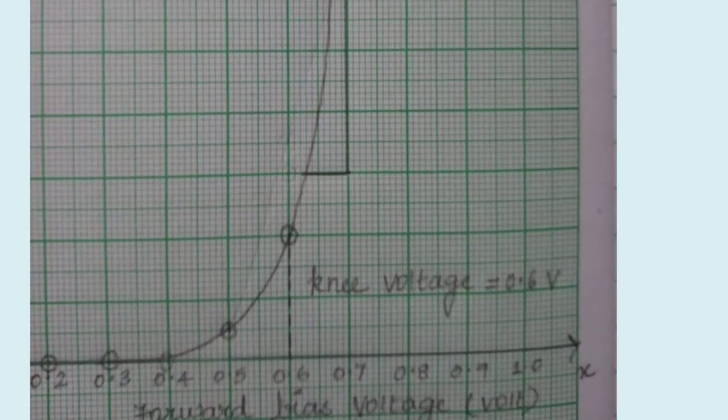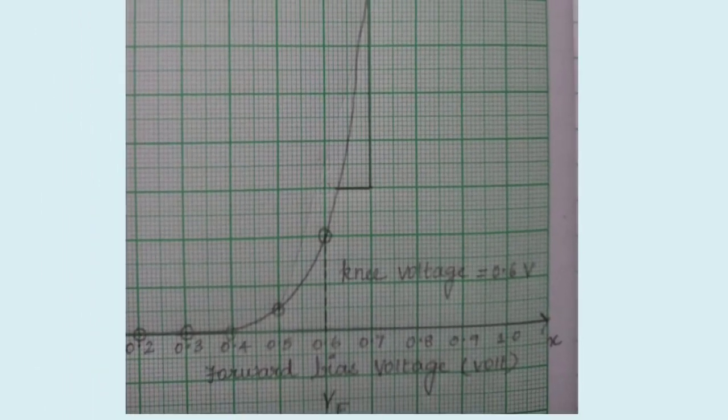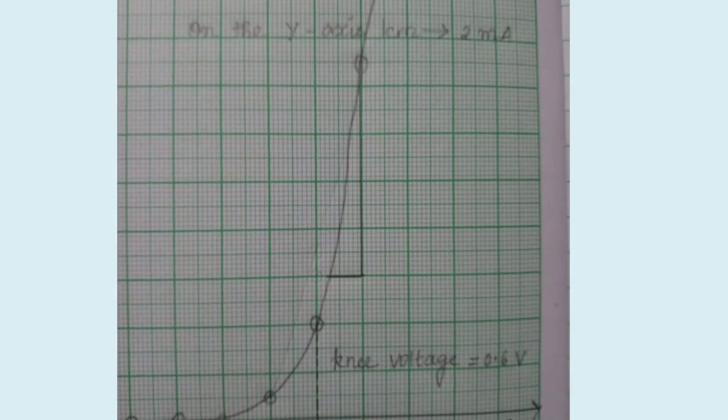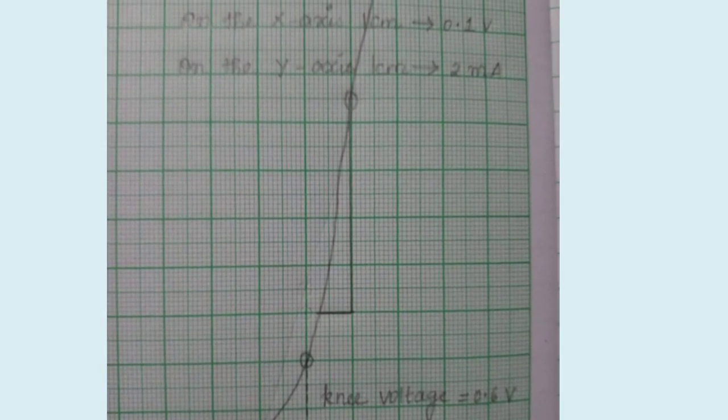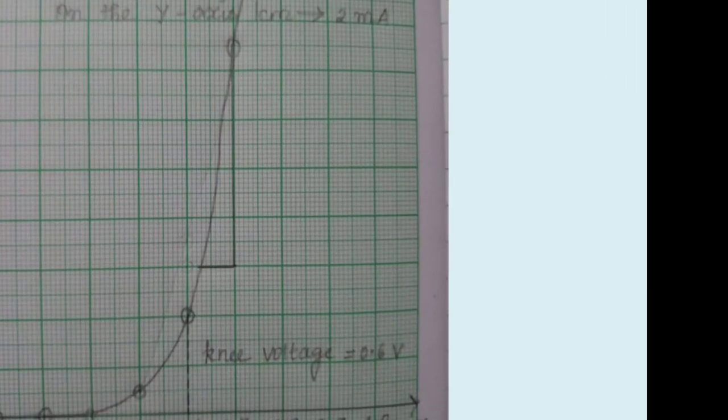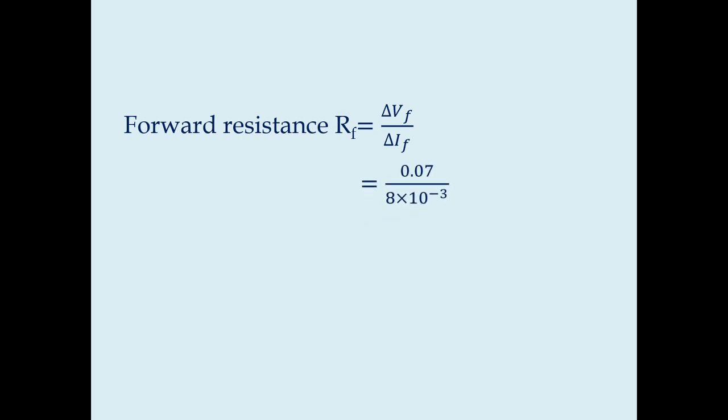See, on the x-axis, it cuts at 0.7 and 0.63. And in the y-axis, you could see 6 and 14. So on the y-axis, it is cutting at 6 and 14. So we all know the slope is nothing but dy by dx. So the forward resistance Rf is calculated as delta Vf by delta If.